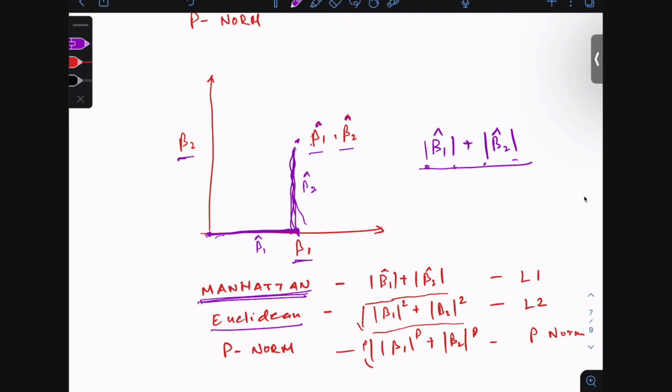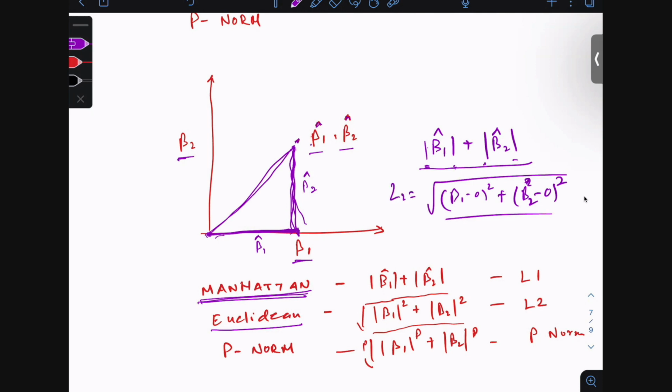What is Euclidean distance? From your basic coordinate geometry, you would know that the shortest distance would be this. How do we calculate that? From coordinate geometry, we take beta 2 minus 0 the whole square, under root. This is the distance. This is called our L2 distance, or Euclidean distance. So the L2 distance is the square root of beta 1 whole square plus beta 2 whole square.